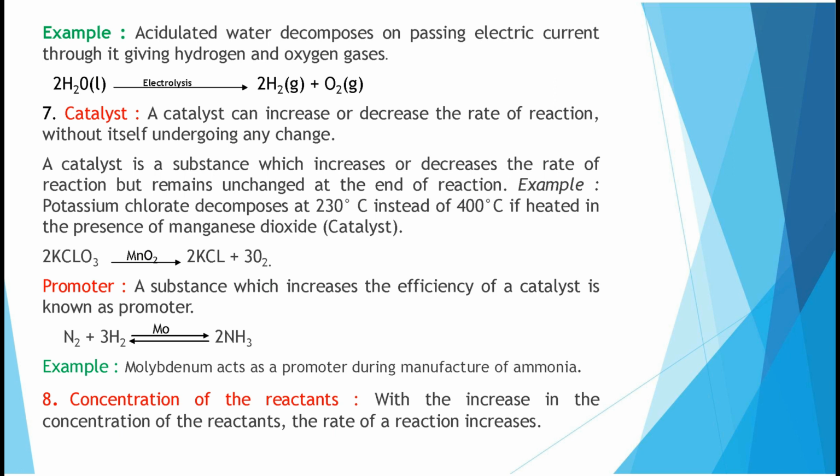Then we come to the promoter. What is a promoter? A substance which increases the efficiency of a catalyst is known as a promoter. For example, nitrogen plus hydrogen react to form ammonia. So N2 plus 3H2 in the presence of iron and molybdenum converts into ammonia. Molybdenum acts as a promoter during manufacture of ammonia. Molybdenum increases the efficiency of a catalyst. So iron is a catalyst here and molybdenum is a promoter.